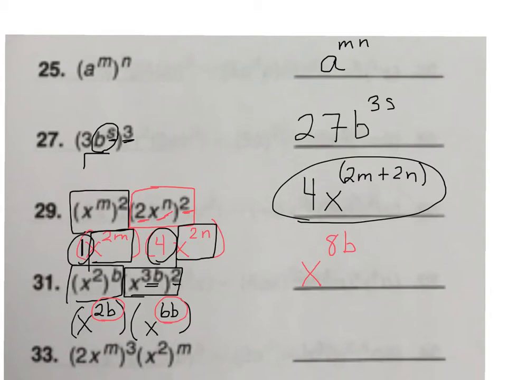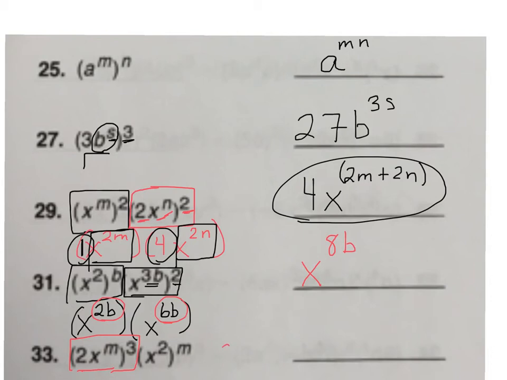Okay, let's look at the last one. On the last one, I'm taking 2x to the m and cubing it. So what's 2 cubed? What is this 2 right here cubed? No, it's not 2 times 3. It means 2 times 2 times 2, which is 8. Because 2 times 2 is 4, times another 2 is 8.